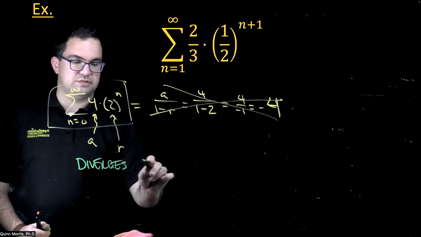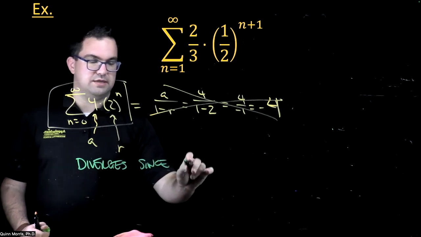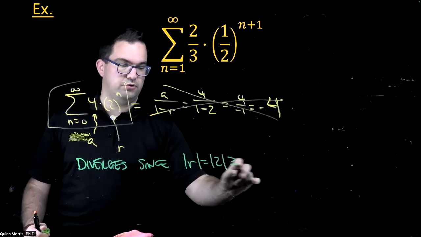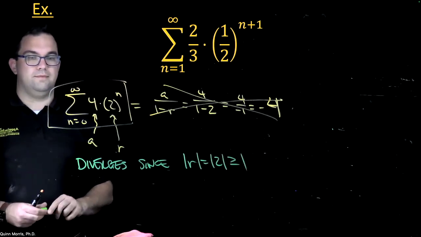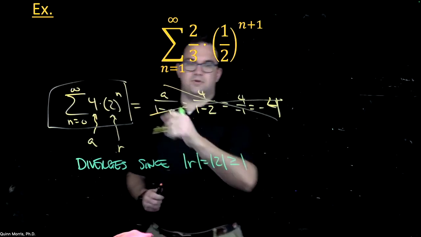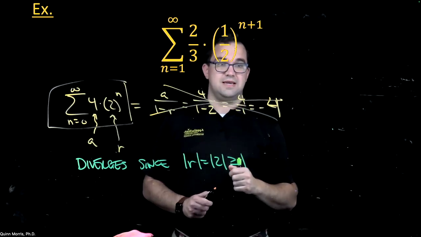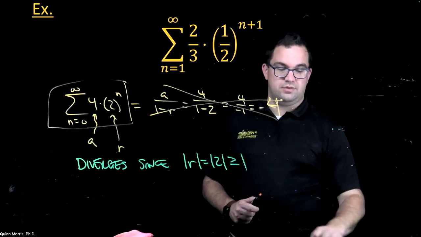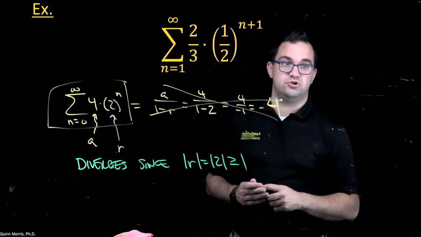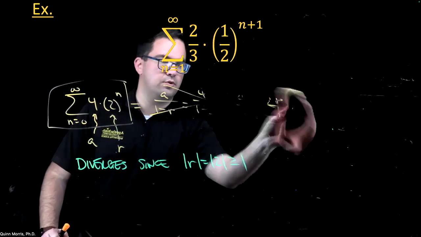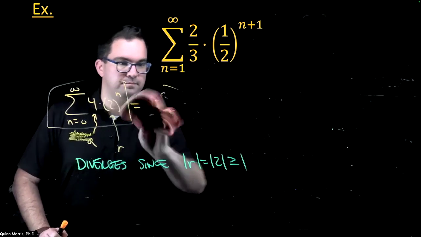And it diverges since the absolute value of R, which is just the absolute value of 2, is greater than or equal to 1. Okay, so be careful. Don't just blindly take that formula and start plugging things in. You first need to check your value of R to make sure that it converges. Then once you know it converges, you can use the formula to help you determine what value it converges to.